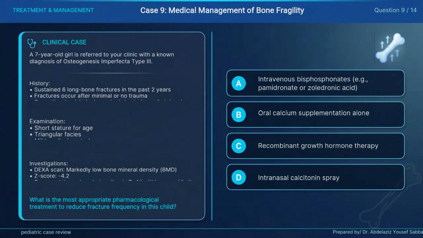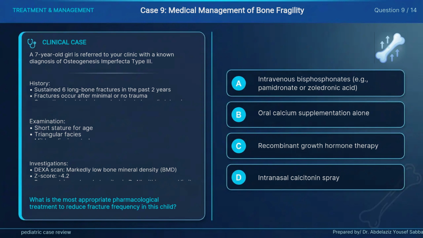genetic referral. Case 9. A 7-year-old girl is referred to your clinic with a known diagnosis of osteogenesis imperfecta type 3. She has sustained 6 long bone fractures in the past 2 years. Fractures occur after minimal or no trauma, and she is currently wheelchair dependent due to lower limb bowing. On examination, short stature for age, triangular facies, mild scoliosis noted, and no acute fracture at presentation.